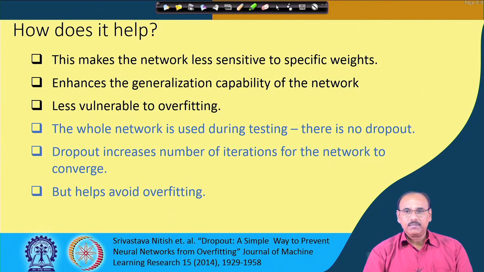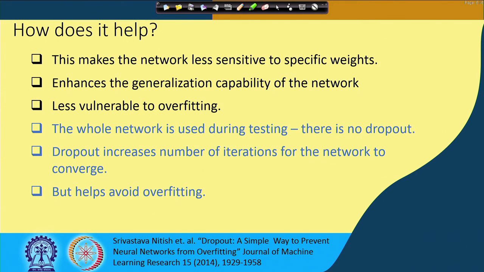So we'll stop here today. In the next class, we'll go through some other popular CNN architectures, and we'll also discuss some challenges that you face while training deep neural networks.